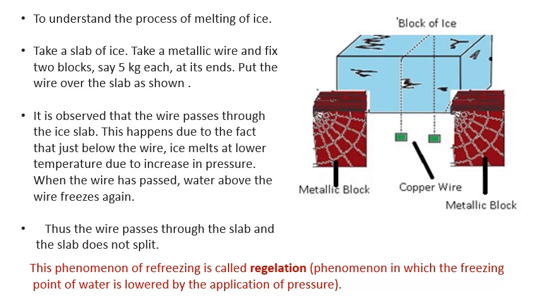This happens due to the fact that just below the wire, ice melts at lower temperature due to increase in pressure. And when the wire has passed, water above the wire freezes again. Thus the wire passes through the slab and the slab doesn't split. This phenomenon of refreezing is called regelation, the phenomenon in which the freezing point of water is lowered by the application of pressure.